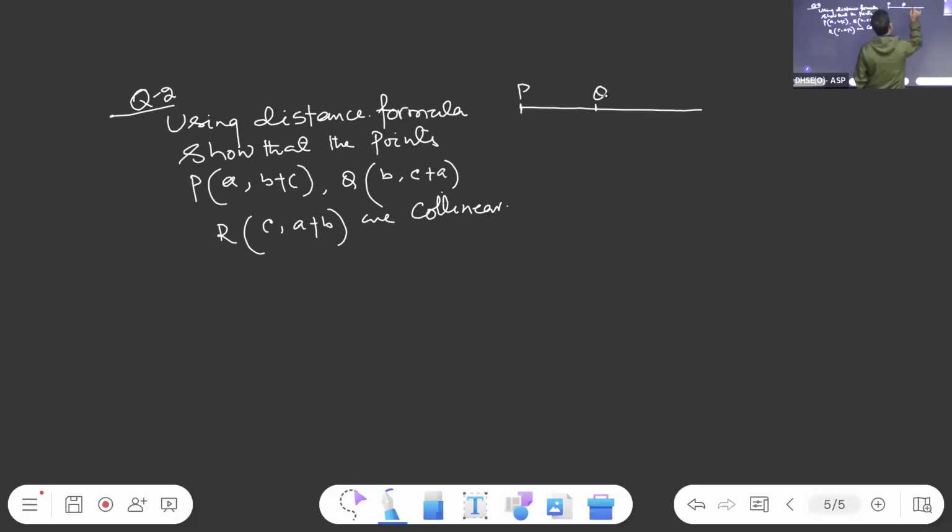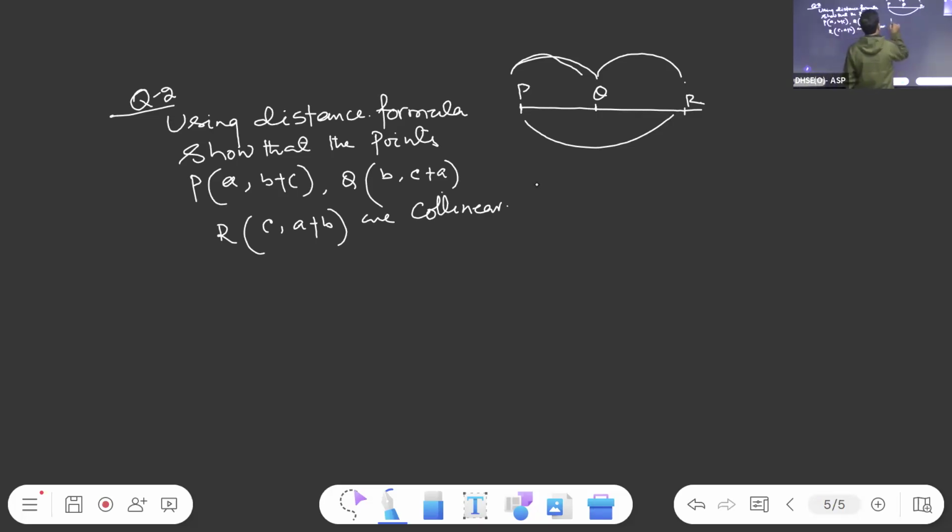Collinear means they lie in one straight line. Okay. So it is enough to show that the length of segment PQ plus segment QR is equal to length PR. So first of all, we have to find out three distances: the distance between P and Q, then the distance between Q and R, and the third one is the distance between P and R.